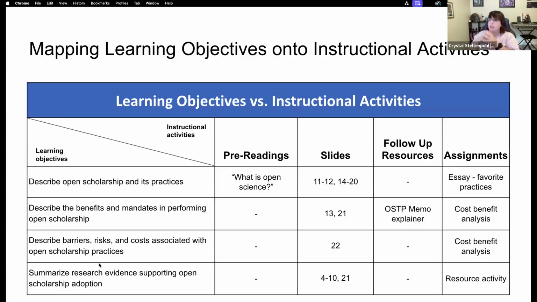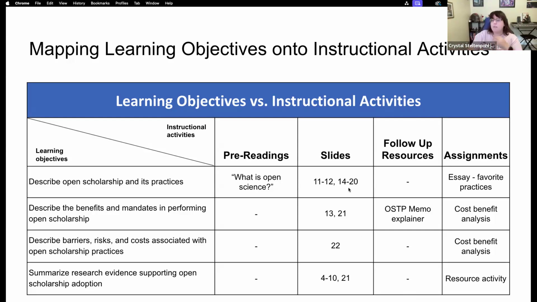So if I only have a pre-reading for something, but I don't mention it in my slides, that seems like a missed opportunity for me, right? Or if I only have it in the slides, but I don't ever ask them to actually do anything else with it, that's also a missed opportunity. You want them to engage with stuff in multiple ways, but you'll notice there are some columns where I don't have stuff. That's okay. You don't have to have something for every cell in this table. In fact, it's probably overwhelming, but you want to have at least one thing, right?